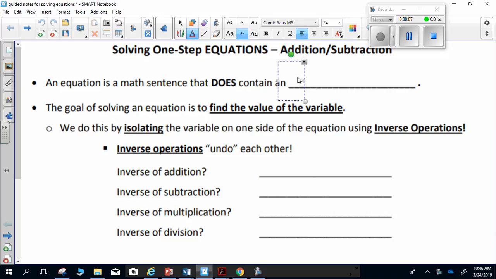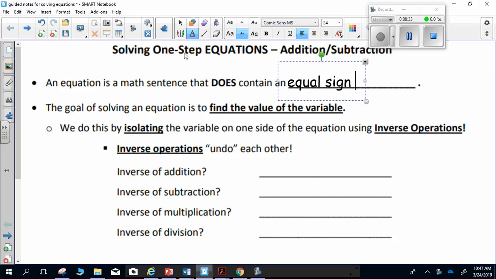Today you're going to fill in these guided notes, and you're going to put them in your notebook. These are going to go in part 4 on page 25. So the first one says, solving one-step equations, addition and subtraction. An equation is a math sentence that does contain an equal sign. That's what makes it be an equation. The goal of solving an equation is to find the variable.